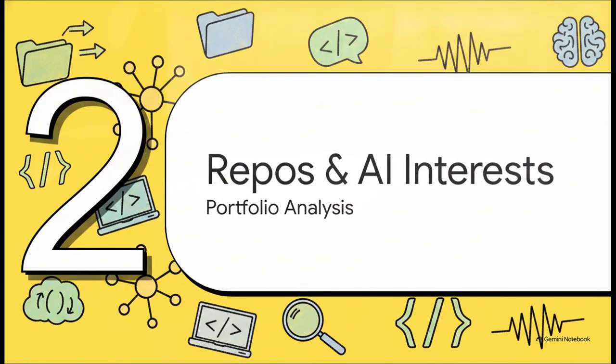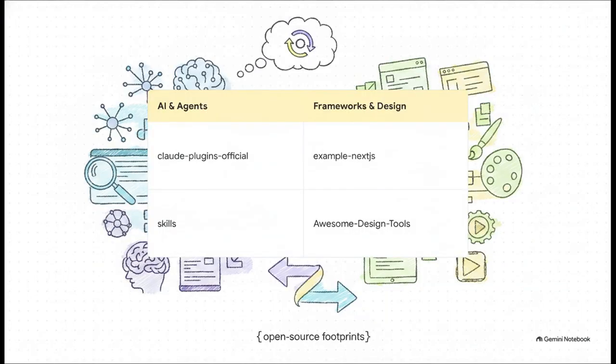Moving right along to Section 2, Repositories and AI Interests. So, looking at the portfolio, Juice's current focus has this fascinating kind of dual nature to it. On the AI side of things, we're seeing a massive lean into artificial intelligence. I mean, Juice has forked the official Claude plugins repo from Anthropic, plus Google's Skills repository for AI agents. So they are right there actively monitoring and probably experimenting with some seriously cutting-edge AI integrations.